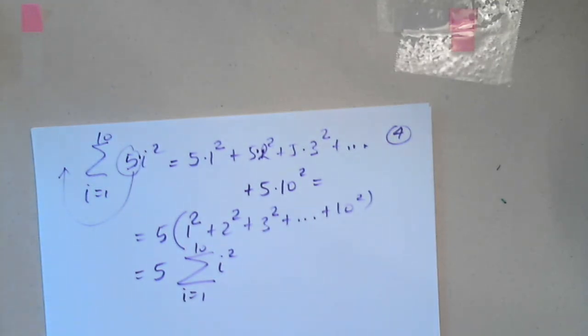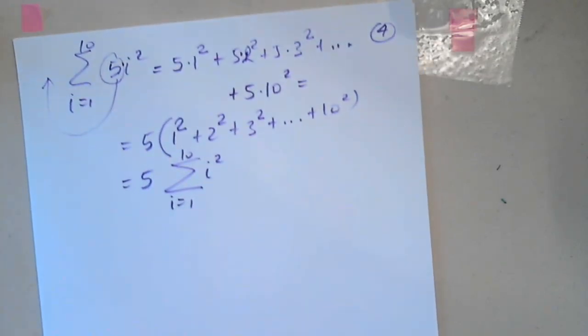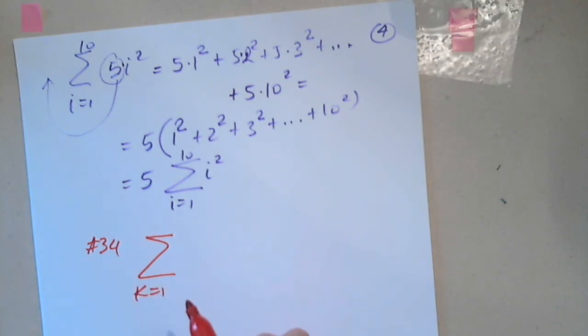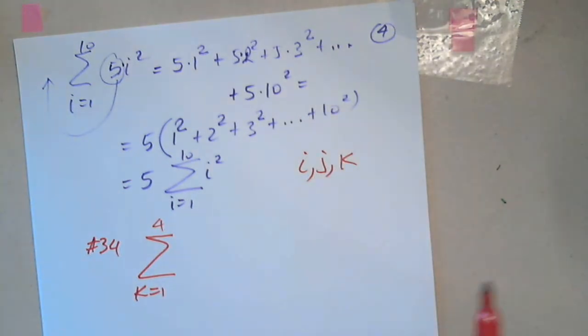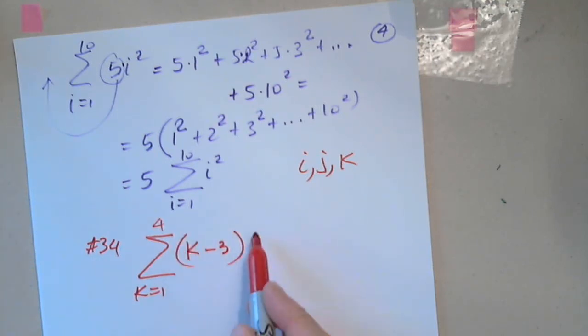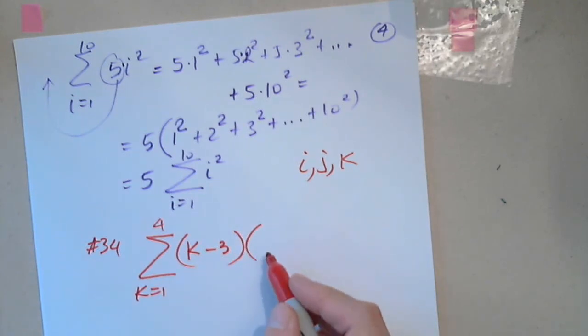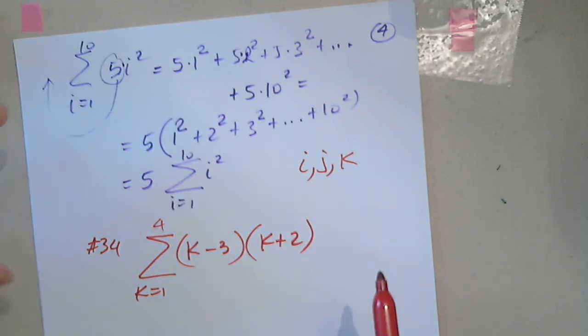On page 752, let's look at 34. In 34, we have the sum from K. They're using K. Normally the index is I or J or K. You can use any index. If you want to put A, put A. It doesn't matter, as long as you have the same index in here and here. First of all, let's expand this and see what it means.